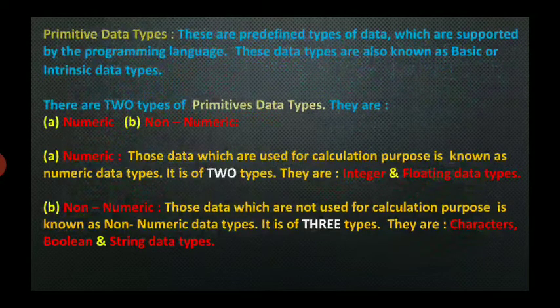Now what is numeric? Those data which are used for calculation purposes are known as numeric types. It is of two types. They are integer and floating data types. Non-numeric, those data which are not used for calculation purposes are known as non-numeric data types. It is of three types. They are characters, boolean and string data types.